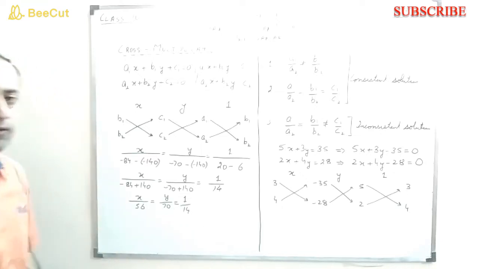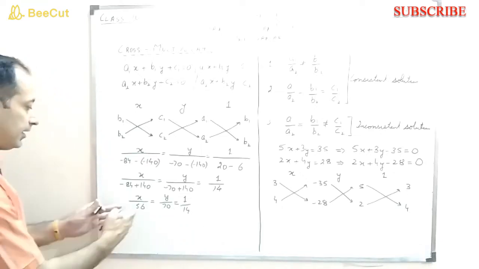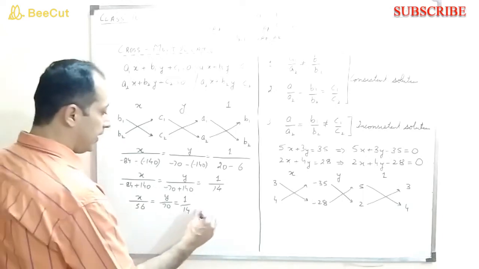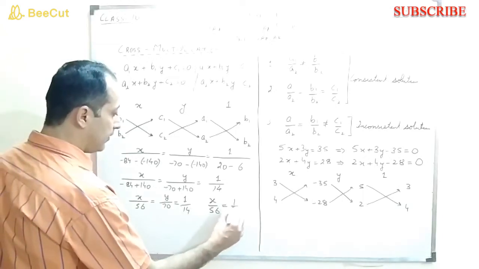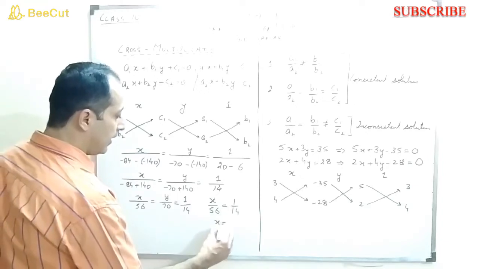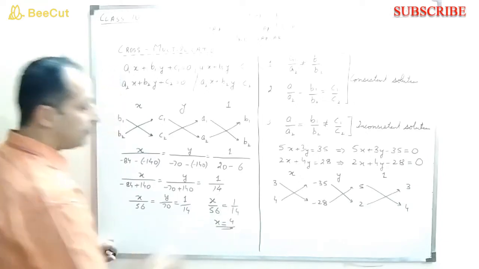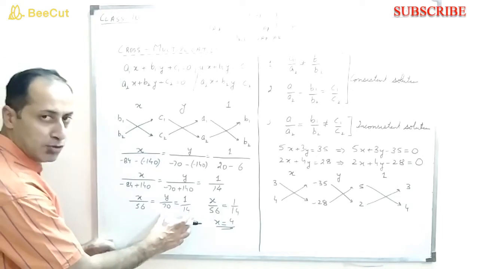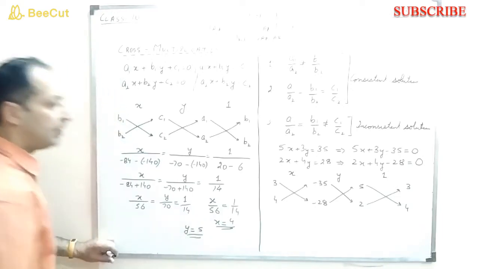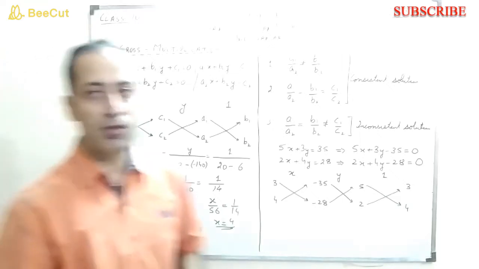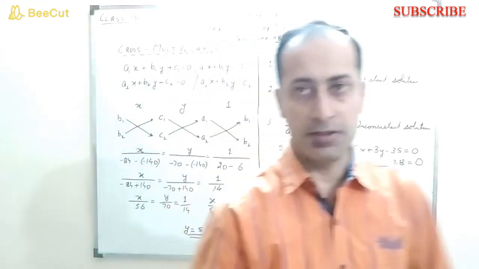Now if I have to find the value of x, what I will do? I will just equate this equal to this. So I write x by 56 is equal to 1 by 14. So from here I get the value of x as 4. Similarly, when I take these two things, I will get y equals to 5. So this is the way we can find the solutions of the equations, right?